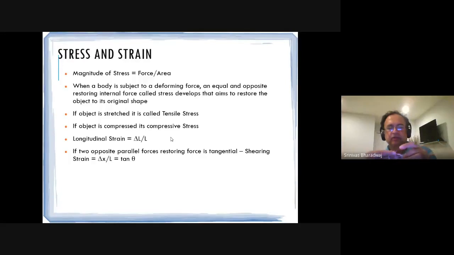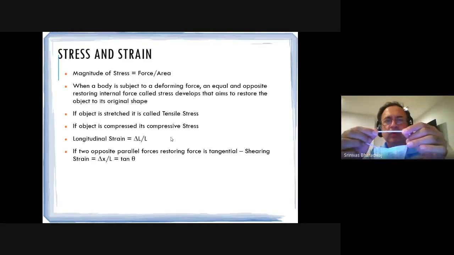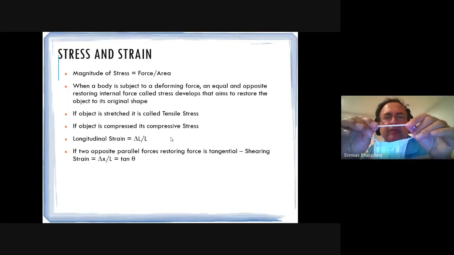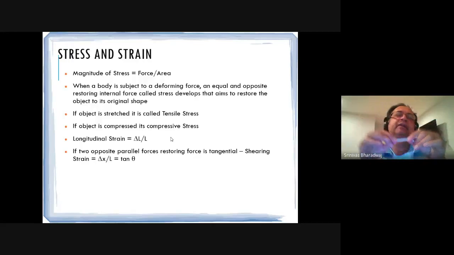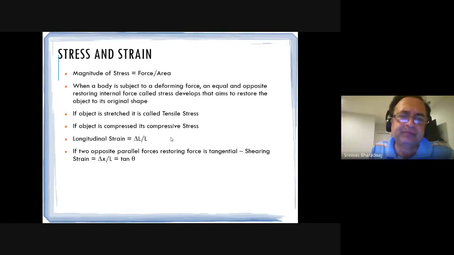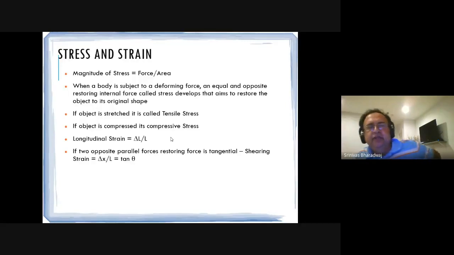Okay, so let me try this one. So this one stretches. You see, this is a very elastic material. So when I pull it, it really stretches, right? Now when I pull it more and more, it keeps stretching. Then it returns back to its original shape. So we say that maybe it was 2 centimeters, now it has become 3 centimeters. That is your delta L. The original length is 2 centimeters. That is your L. So the longitudinal strain is the extension divided by the original length. The increase in length divided by the original length is the longitudinal strain.